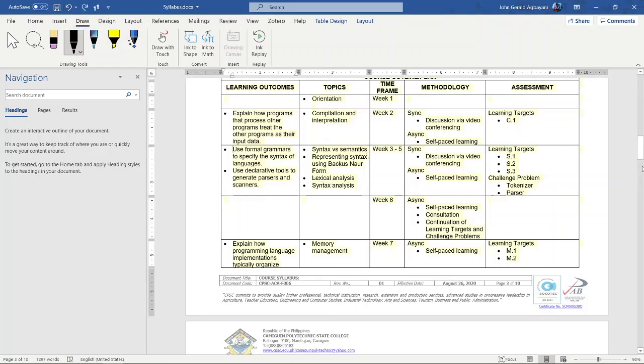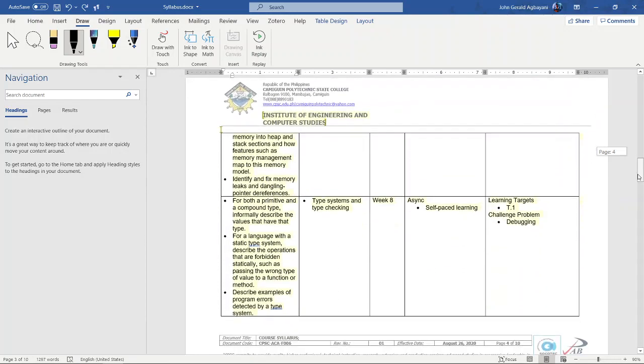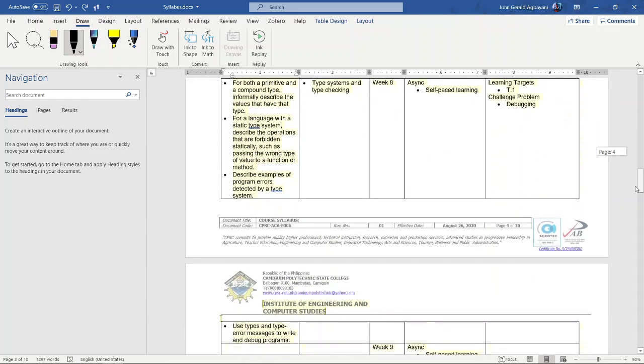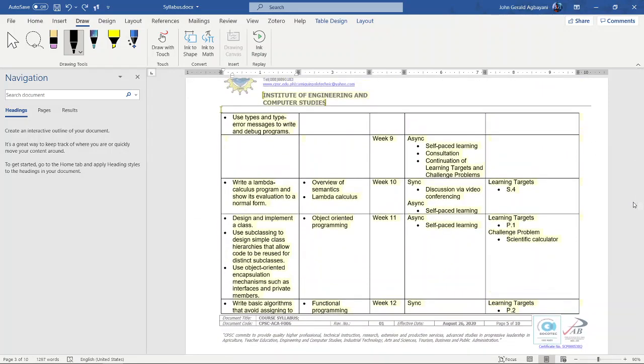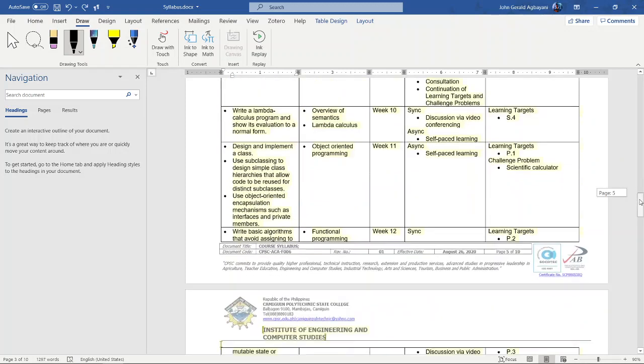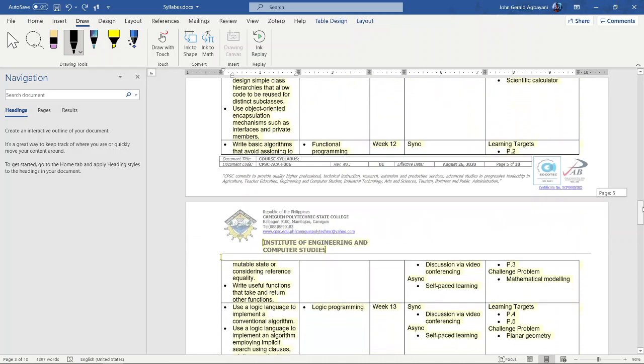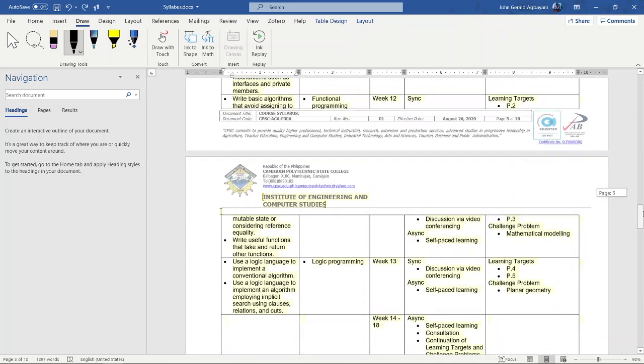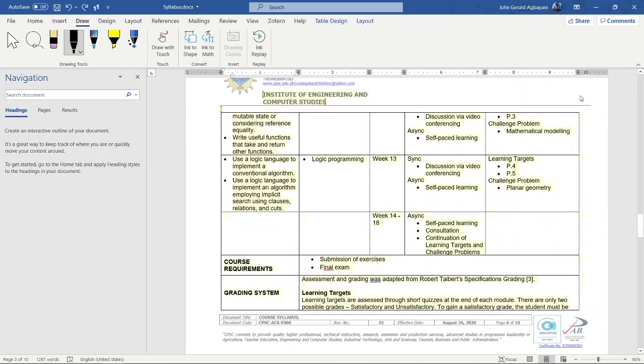After that, we will be discussing memory management, type systems and type checking, overview of semantics, lambda calculus, object-oriented programming, functional programming, logic programming. Okay, so I hope that the timeline is clear for everyone.